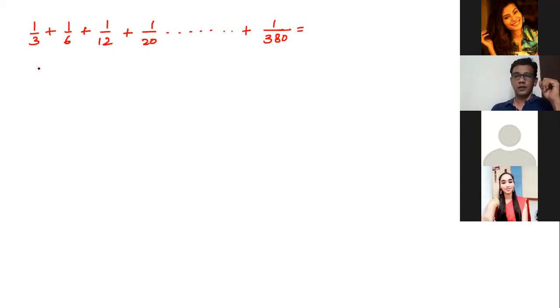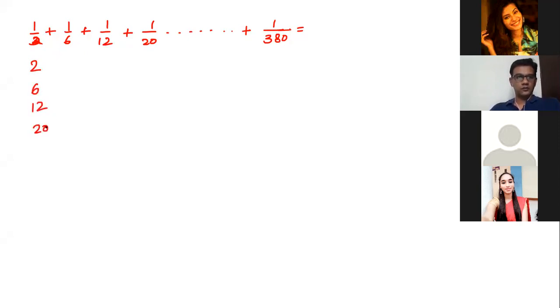Numerator pattern, everything is 1, so that's not a pattern to worry about. Now let's look at the denominator pattern. Oh, I gave you 1 by 3. Sorry. This is 1 by 2. I'm so sorry. This is 1 by 2, then 1 by 6, 1 by 12, 1 by 20.